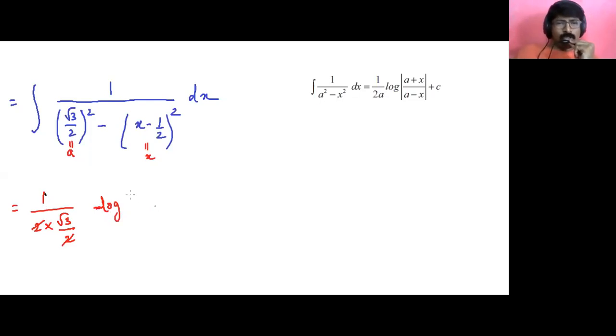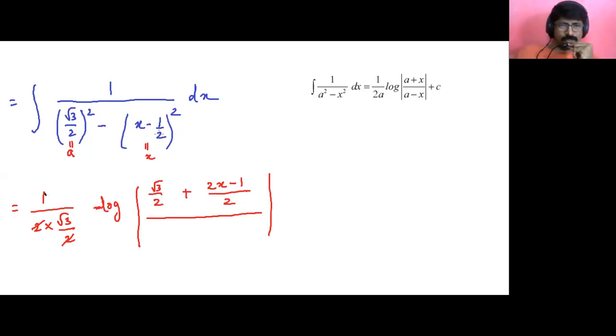1 upon 2a log of mod of a plus x. Now a plus x matlab ye root 3 upon 2 plus 2x minus 1 upon 2. Okay, now you must be wondering, yeah, I kidhar se? I just took the LCM 2x minus 1 upon 2. Same thing, a minus, dekho a minus x. So a root 3 upon 2 minus 2x minus 1 upon 2 plus c.